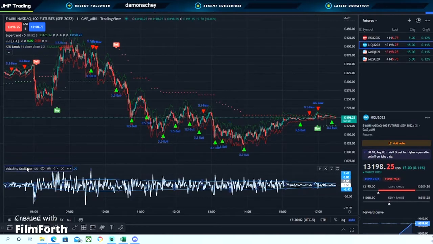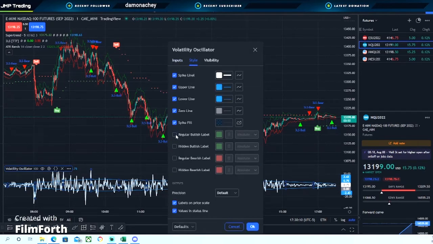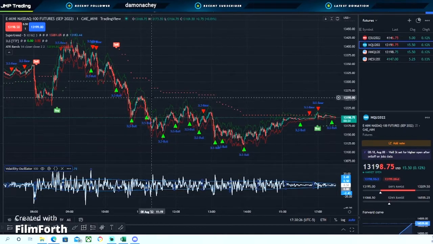And then for the volatility oscillator, we're going to go to style and get rid of these labels right here, regular bullish, hidden bullish. So we're going to get rid of all of those. That way we just have a clean indicator down here with the line and the bands. Now let's go over some examples of some longs and shorts.